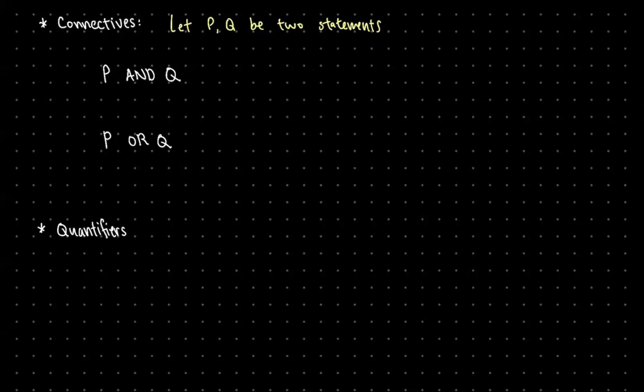So P and Q would be true if, and this is going to sound stupid, if P is true and Q is true. So if both P and Q are true. Just literally the definition of the word and. If one of them is false, then the entire compound statement is false. So false otherwise.